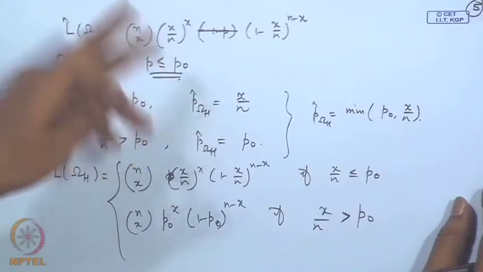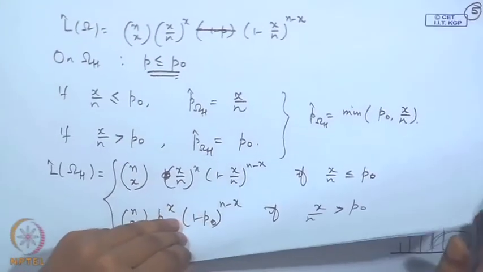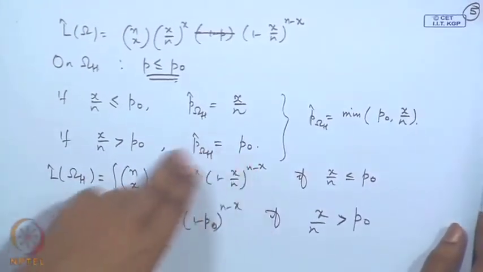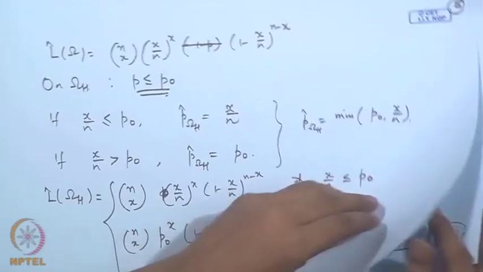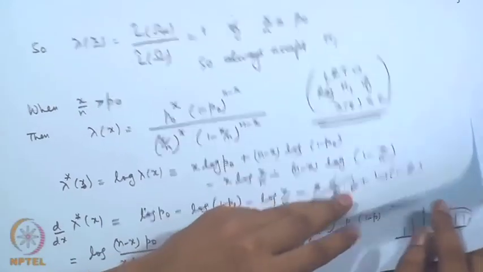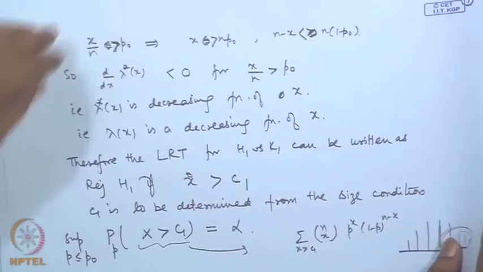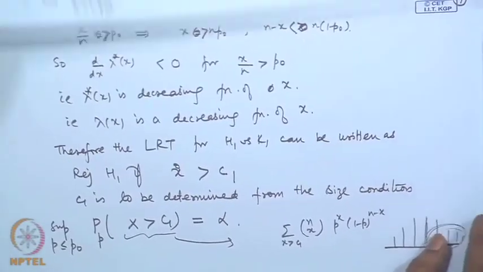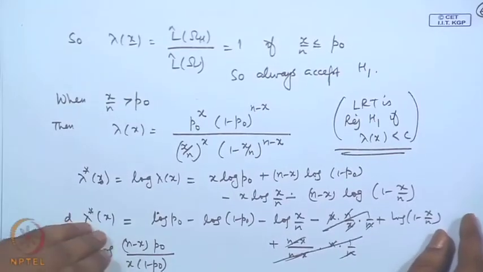Suppose I ask for the H4 hypothesis, that is, if I consider P is equal to P naught against P is not equal to P naught. In place of P less than or equal to P naught, if I modify that, then this region will not come, only this portion will come, and we will analyze the behavior of this function in a more appropriate fashion, because there will be two regions.